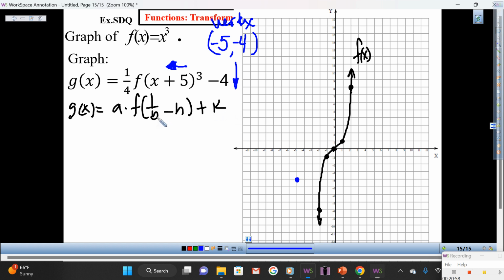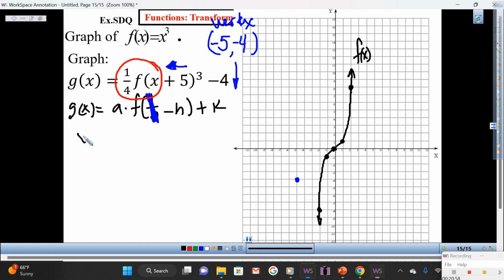Let's see. Do we have a B? No. So that means we only need to worry about A. And what do we know about A? That we need what? The original table. So let's get our original table for that function.